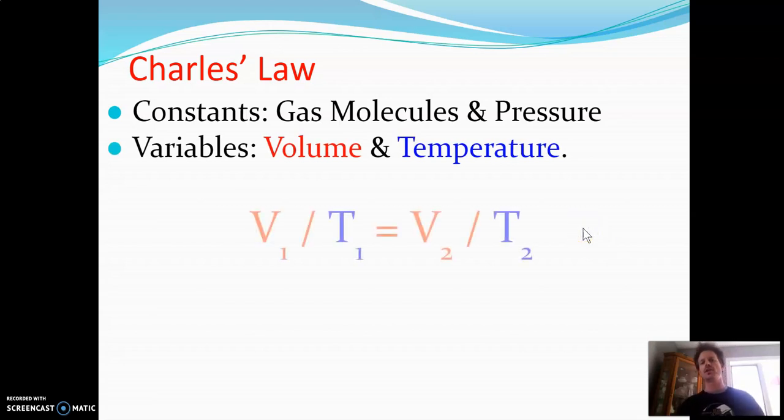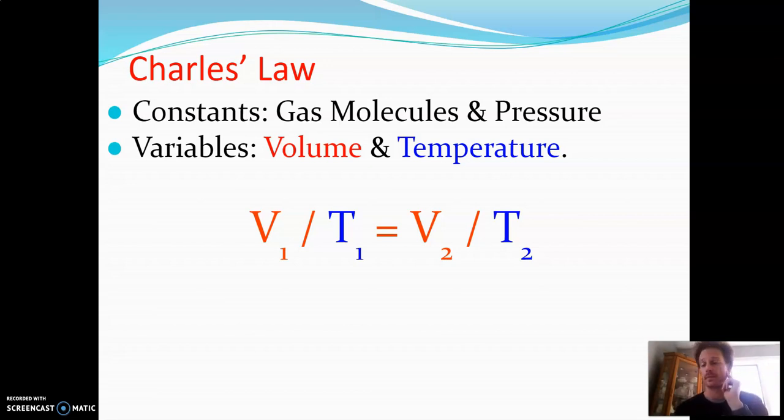Okay, and so this equation is slightly different. If we take V1 divided by T1, that's going to equal V2 divided by T2. So as volume changes, how's that going to affect temperature, or vice versa? The one thing I want to say is, if you are ever trying to solve for a temperature, just take the inverse of this equation.